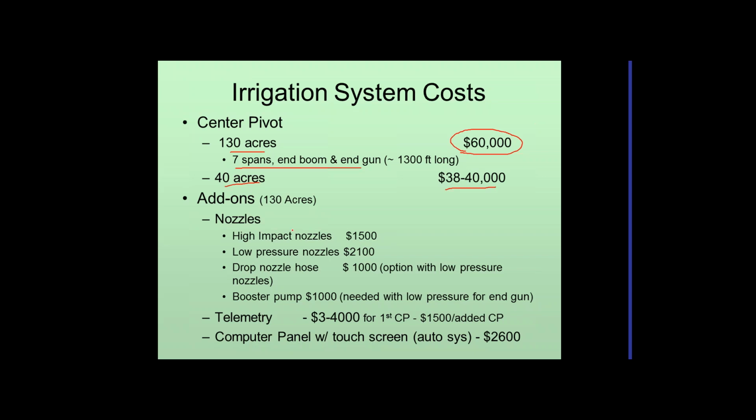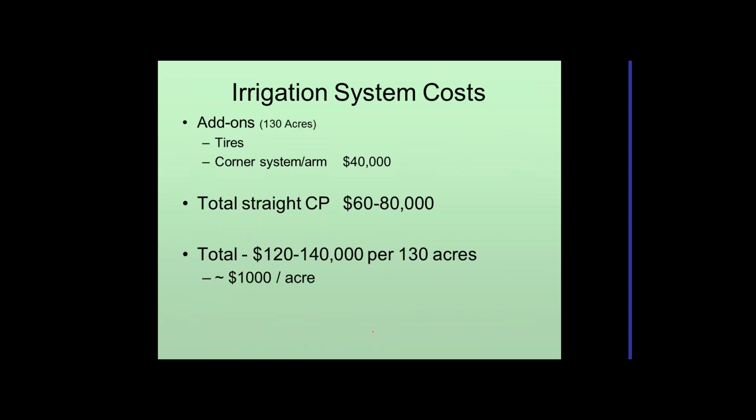Then you have add-ons. You want to choose the type of sprinkler, whether you want impact sprinklers or low-pressure nozzles, whether you want drop nozzles, or if you need a booster pump for a low speed. Telemetry, so you want to be able to control this from your office. There's a cost to that. Touchscreen computer instead of electromechanical. So all those are add-ons to a system. Then there's tire options. If you have muck, you might need different types of tires. And then a corner system or an arm system is $40,000 additional.